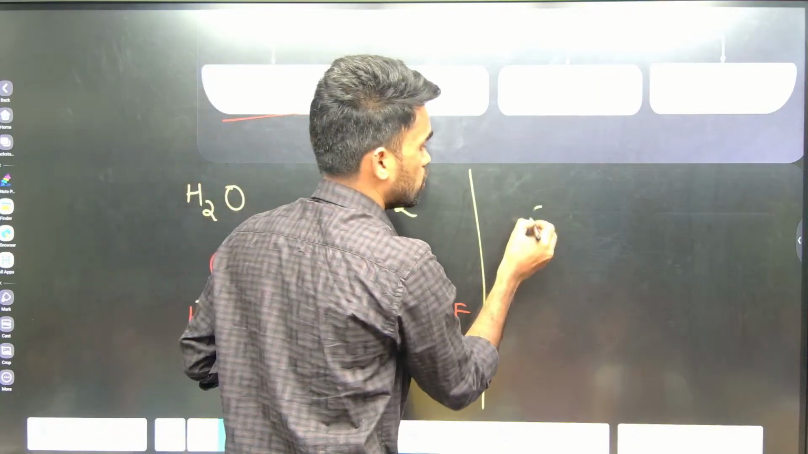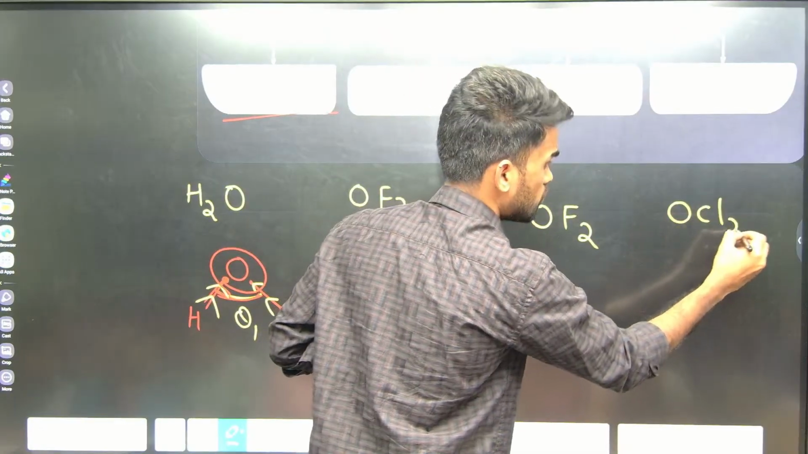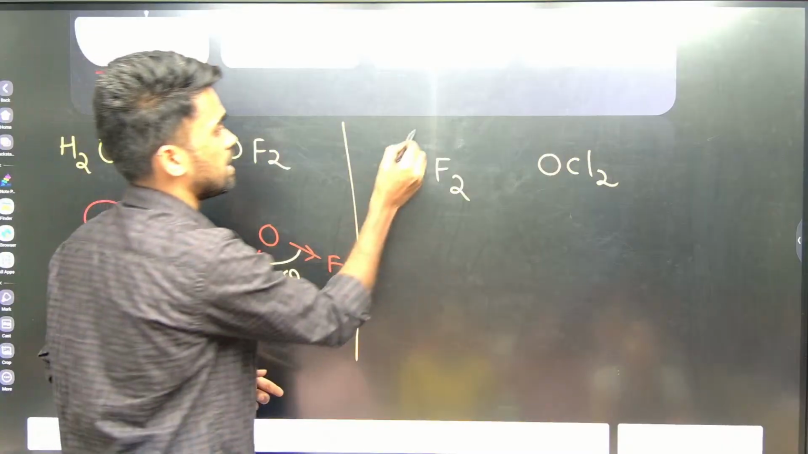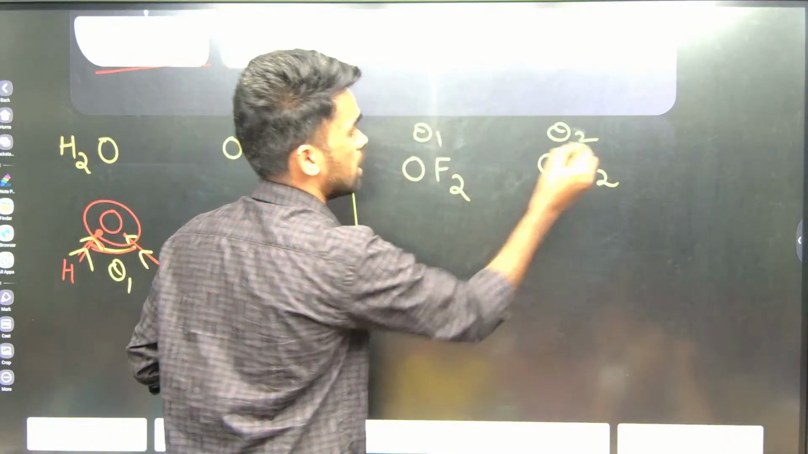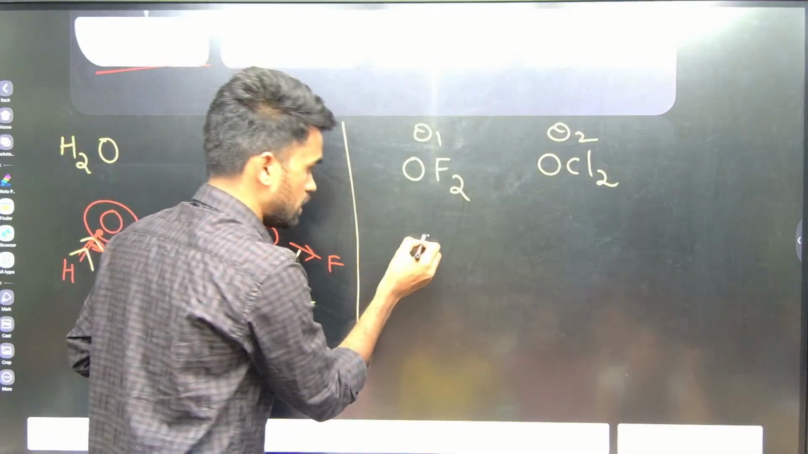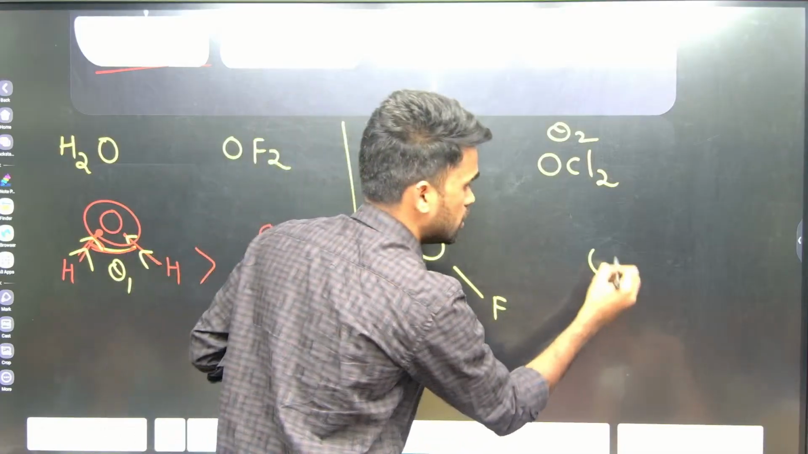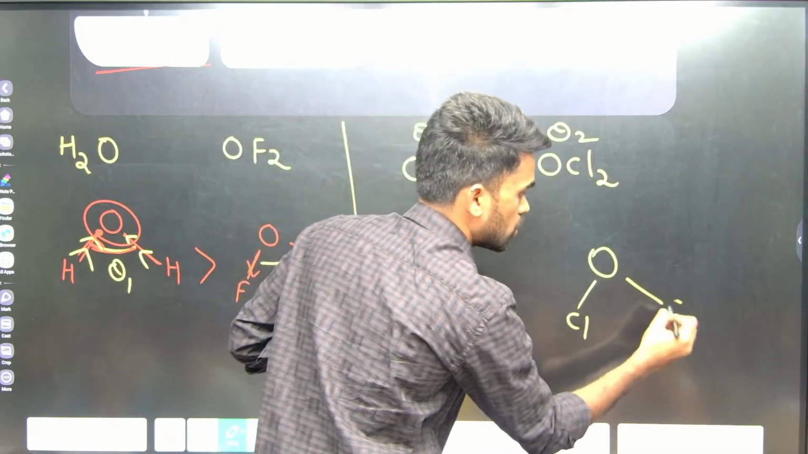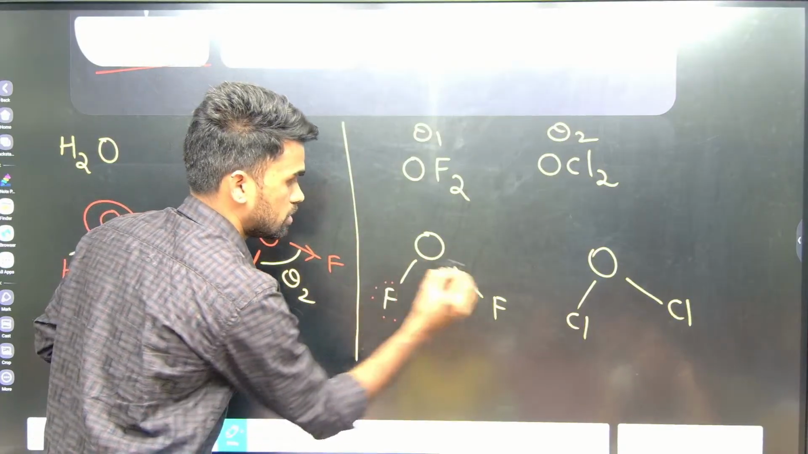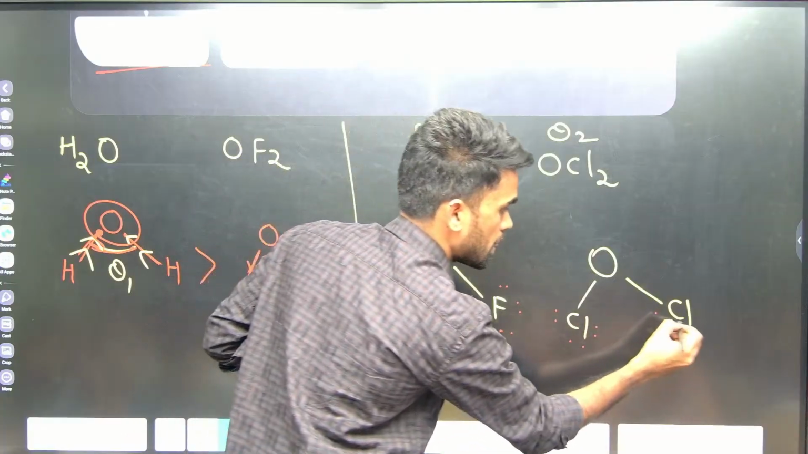The next scenario you check here: OF2 I am taking, OCl2 I am taking. So now tell me here, what about the bond angle? Let us say this is again θ1 and θ2. How can you answer this? So now again look at this. See, again fluorine over here, again fluorine over here. Next here, chlorine, chlorine. See, how many lone pairs are there around the fluorine? Same story with the chlorine also.